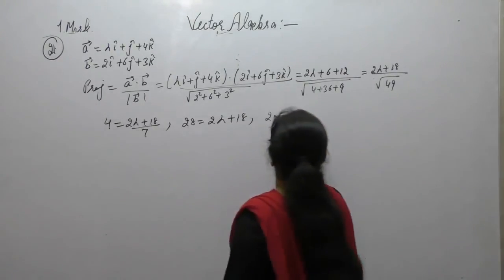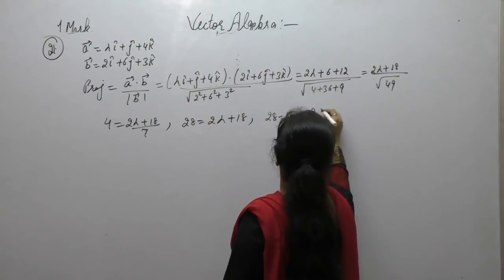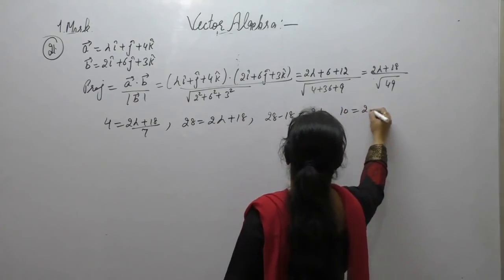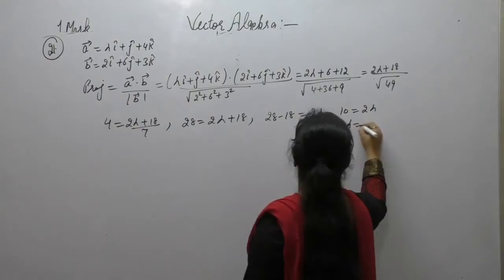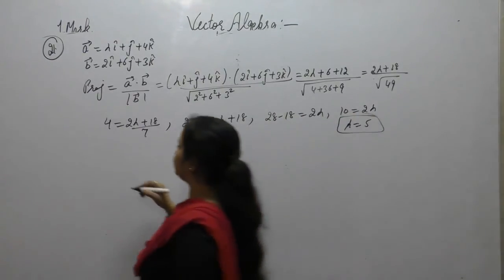So 28 minus 18, 10 is equal to 2 lambda. So lambda is equal to 5.